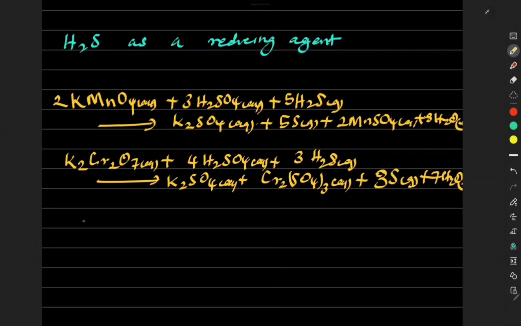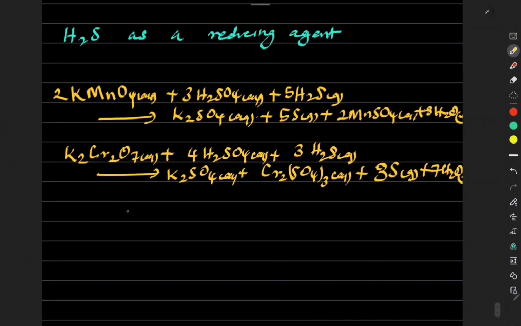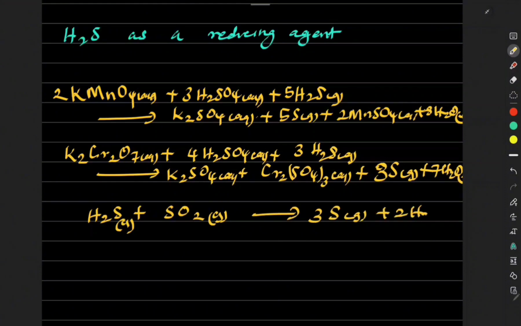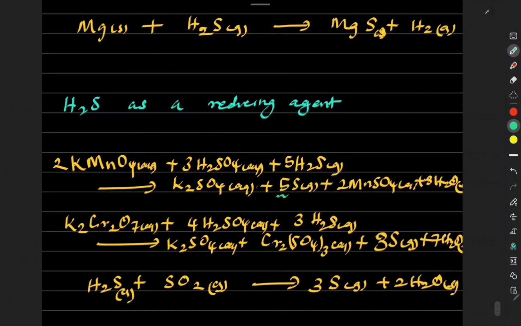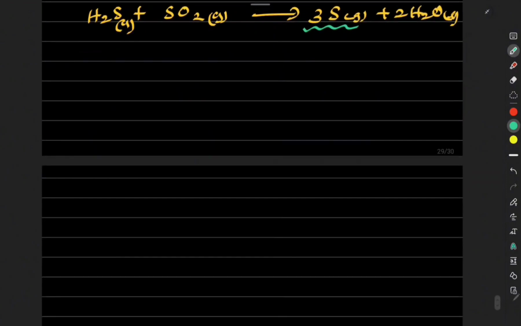And the next reaction is H2S with sulfur dioxide. H2S plus SO2. SO2 is a gas, this is also a gas. They form 3 sulfur solids and 2H2O liquid. They all act as reducing agent. They form sulfur solid.